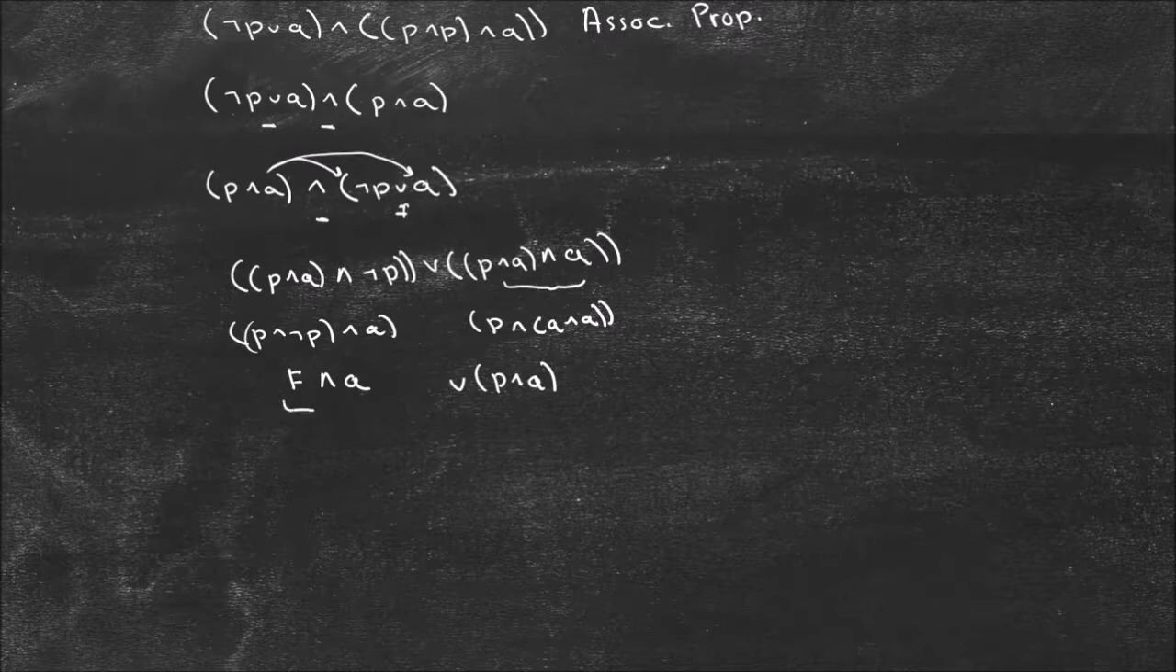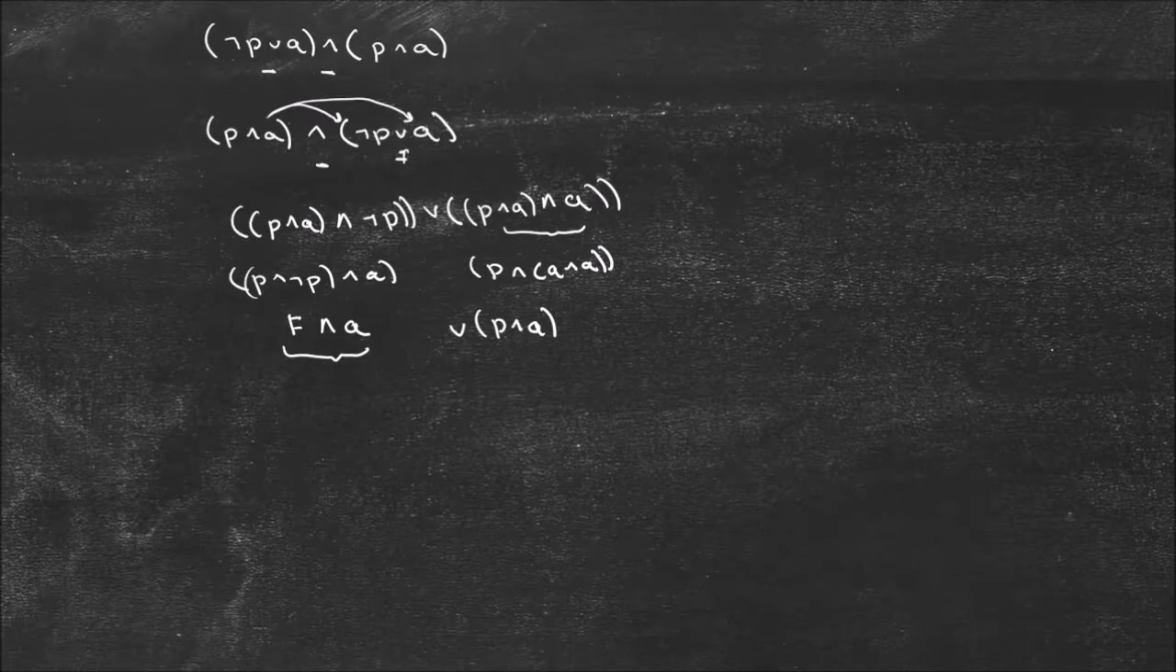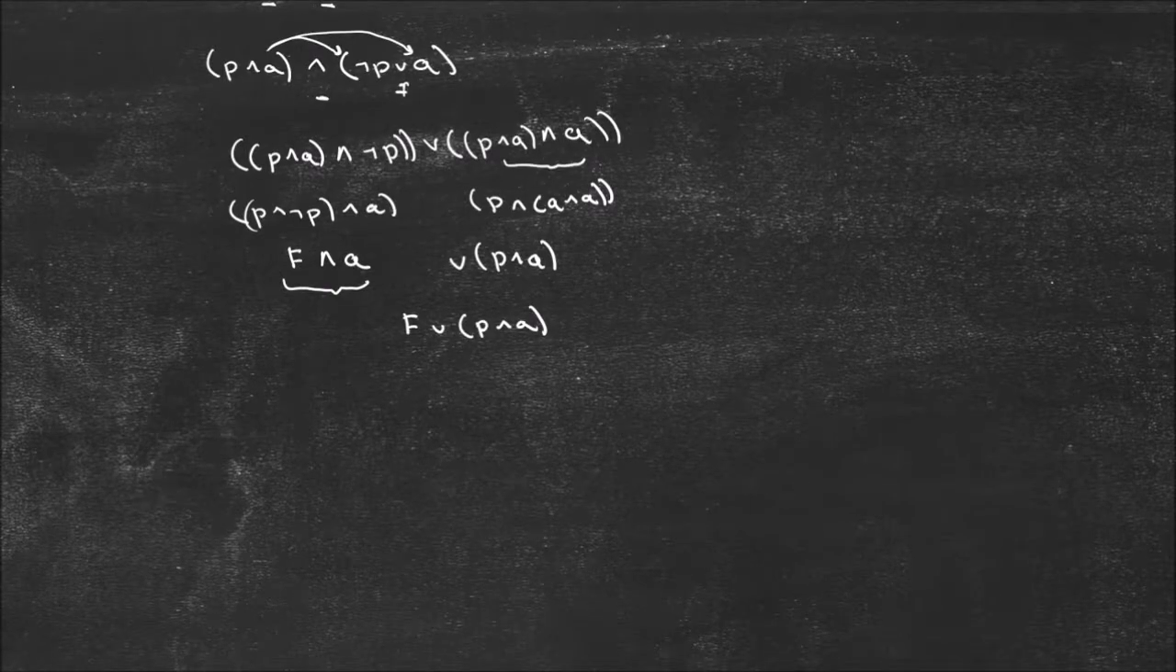But now I can simplify this one step further by the domination law. If I have a contradiction and something else, the contradiction is never true. So the conjunction, the and of something, is never true. So I'm left with F or P and Q. And now we need to think about the identity law. If I have a proposition paired with a contradiction, that just equals the proposition. So I'm left with P and Q as my final answer.